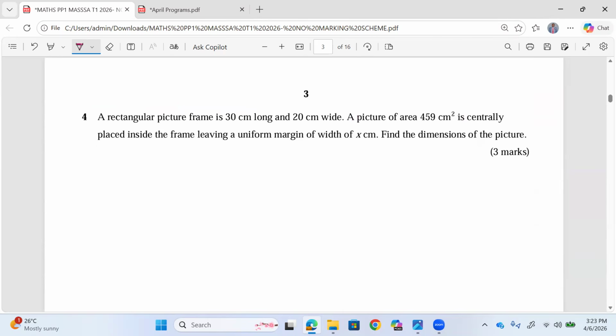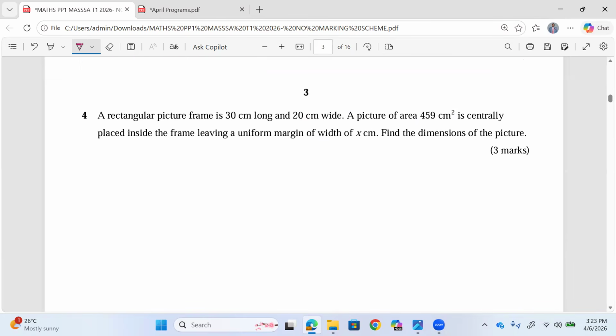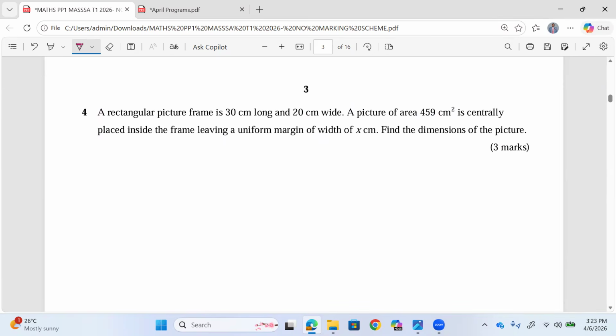Number 4. A rectangular picture frame is 30 centimeters long and 20 centimeters wide. Then a picture of area 459 square centimeters is centrally placed inside the frame, leaving a uniform margin of x centimeters. Find the dimensions of the picture. Allow me to start by sketching this information, then we proceed to interpret.